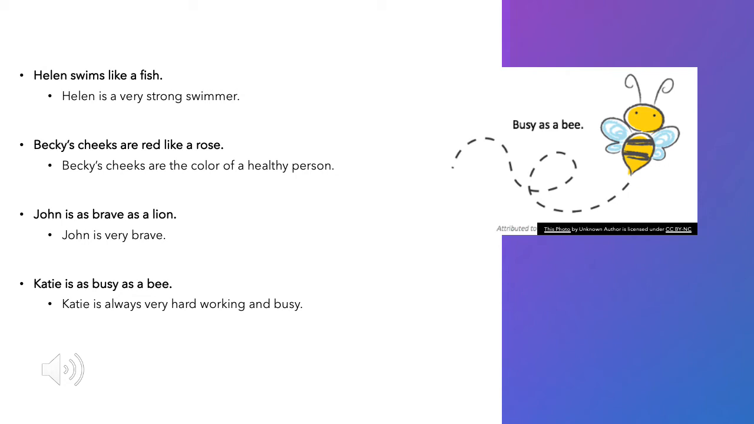Here are some common examples of similes used in English and their meanings. Helen swims like a fish. That means that Helen is a very strong swimmer. Becky's cheeks are red like a rose. This means that Becky's cheeks are the color of a healthy person. John is as brave as a lion. This means that John is very brave. Katie is as busy as a bee. This means that Katie is always working very hard and she's always busy.